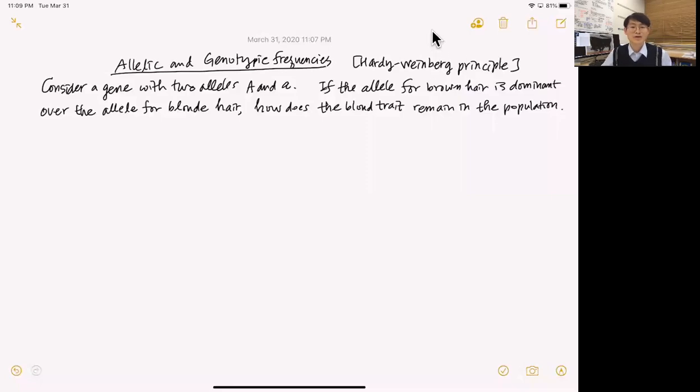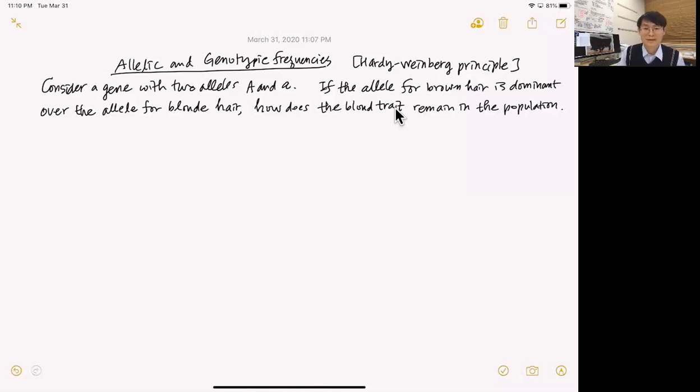Okay, so now let's have an exercise with allelic and genotypic frequencies, the so-called Hardy-Weinberg principle. This is a famous problem. Consider a gene with two alleles, large A and small a. If the allele for brown hair is dominant over the allele for blonde hair, which is small a, how does the blonde trait remain in the population?